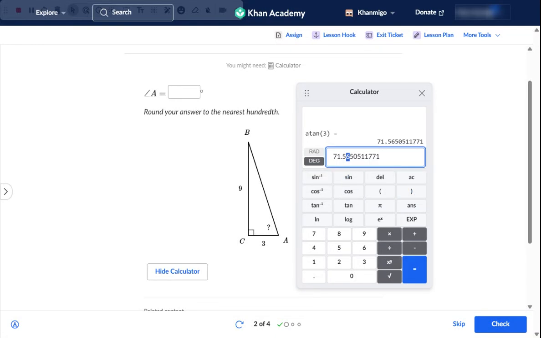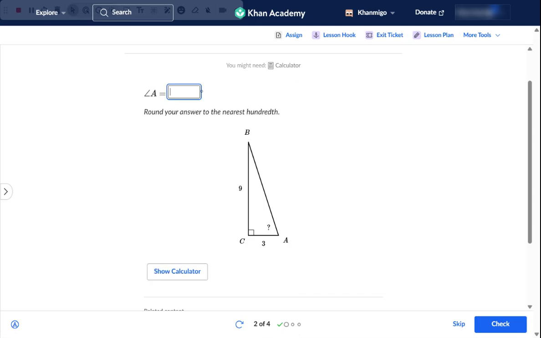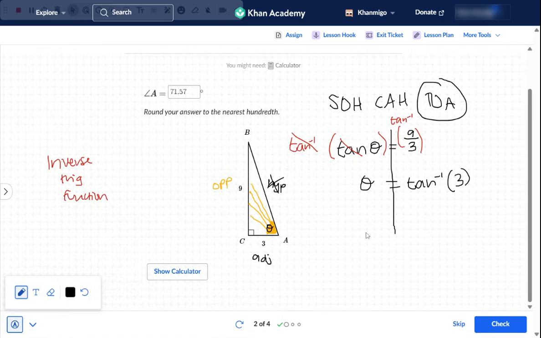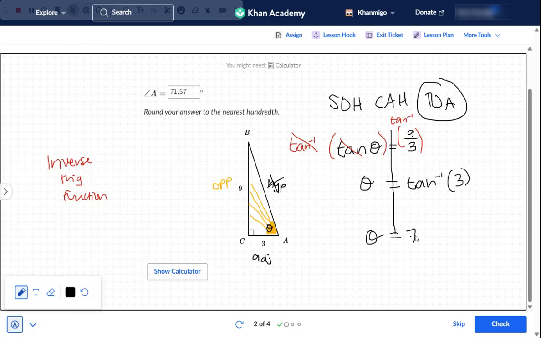Rounding to the second decimal place, we look next door: 5 or more, up the score; 4 or less, let it rest. This is a 5 or more, so we will be upping the score. We're going to increase it by just one number. 71.57. So theta equals 71.57 degrees. That would be our final answer. And we'll check.